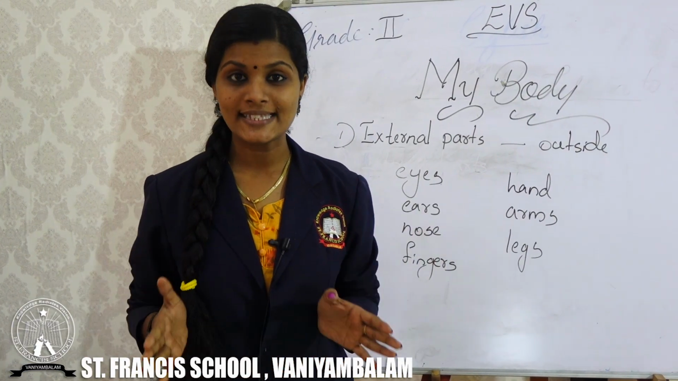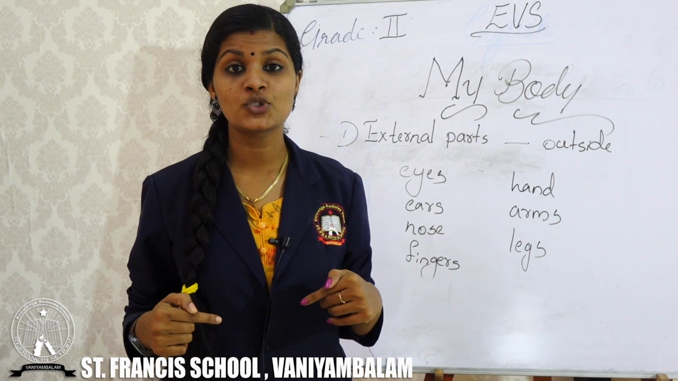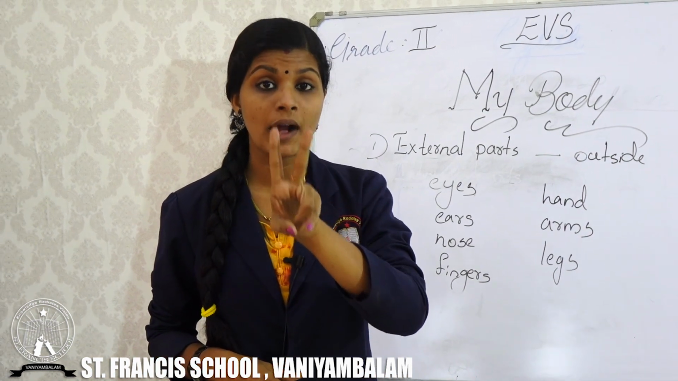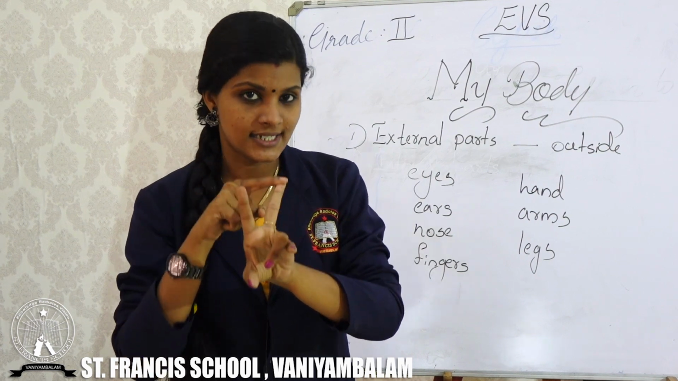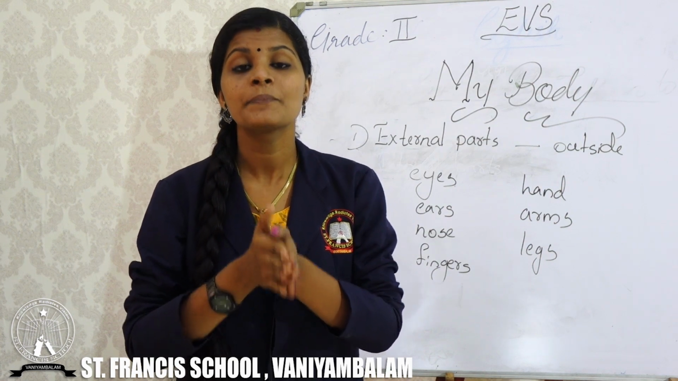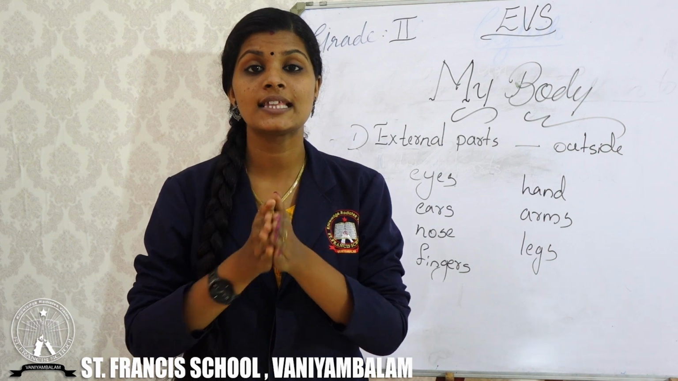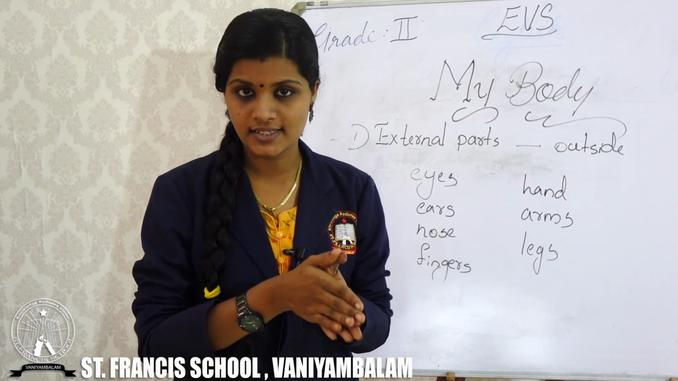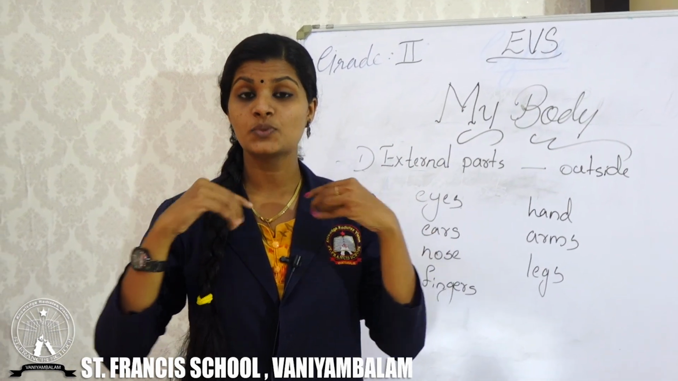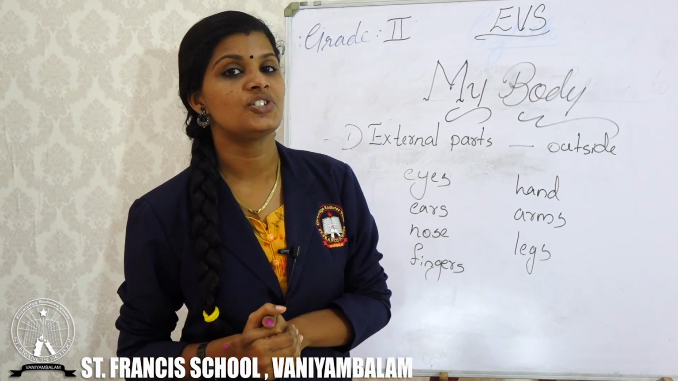My dear children, so once again we can discuss: our body has so many parts. These parts help us to stay active and healthy. Now, our body has two main parts, which are the external parts and internal parts. What is an external part? The parts which we can see outside and also we can touch. The parts which are seen outside are known as external parts. Now what is an internal part? The part which is inside, that means which we cannot see but we can feel. The parts of our body which are inside are known as internal parts.